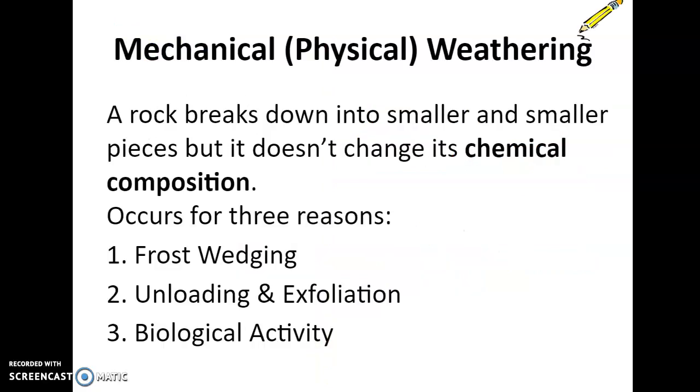So let's start with what mechanical or physical weathering is. This is when a rock breaks down into smaller and smaller pieces, but it does not change the chemical composition. So it's very important to know, it does not change the chemical composition. And there are three reasons that mechanical or physical weathering would occur. The first is frost wedging, the second is unloading and exfoliation, and the third is biological activity. And we will dive into these three reasons in the next few slides.